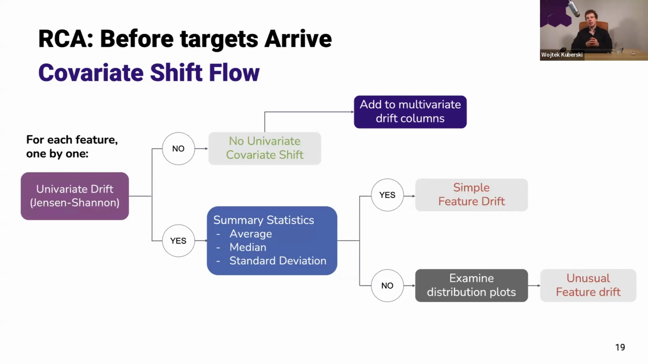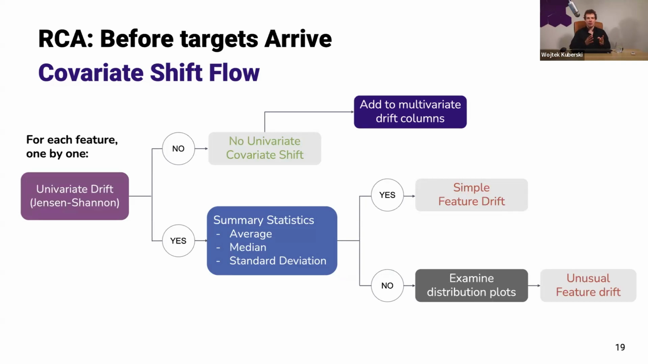And if we see that there is significant drift in that feature, then I'm going to look at the summary statistics. We're going to look at average, median, and standard deviation specifically. If we see a change in any of those, then we can just say it's a simple drift. Our median has changed, or a mean has changed, and it's something that's normally going to be very easy to interpret from a business perspective.